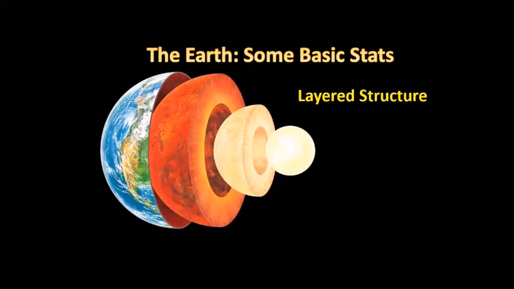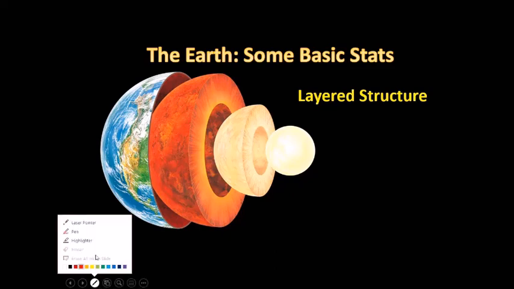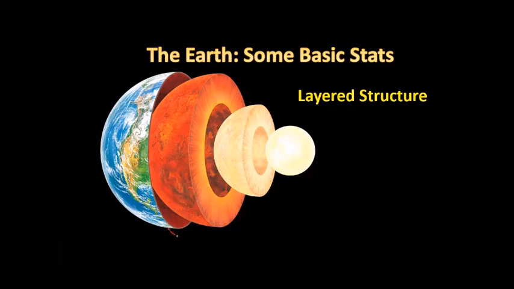So some basic facts about the Earth. It has a layered structure. So it's got 4 main compositional shells. So what is meant by compositional? Well, compositional means that these shells, you see 4, 1, 2, 3, 4, are made of different things, right? They compose different things. So we're going to talk about those.